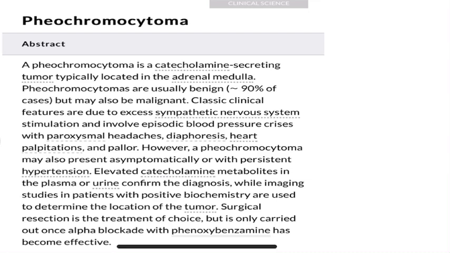Okay, so today our topic is pheochromocytoma, and let's review it. What is a pheochromocytoma? A pheochromocytoma is a catecholamine secreting tumor typically located in the adrenal medulla. Now let me tell you what that means.